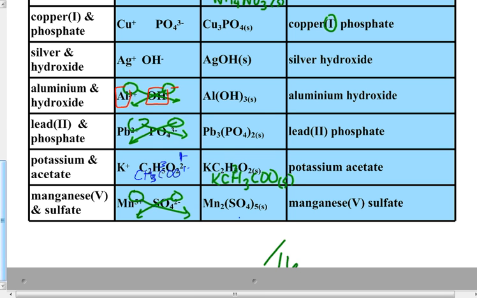The last one, manganese 5. Yes, 5 is not on the periodic table. It has more than two common ionic charges, so they only have room on the periodic table for those two. So we have 5 plus, this is a 2 minus, so again, these switch. We need brackets because you need more than one sulfate.